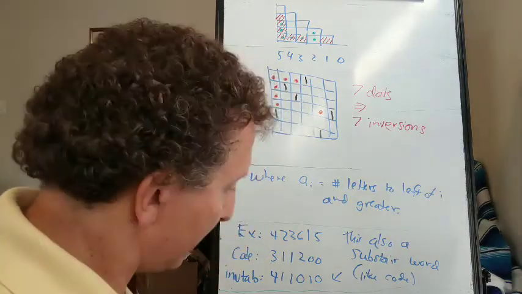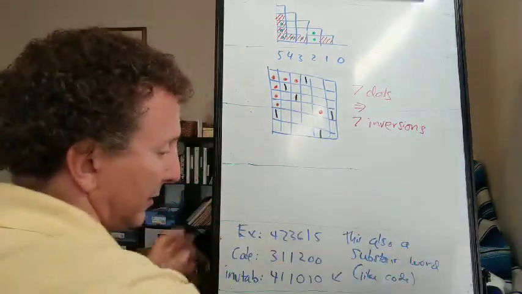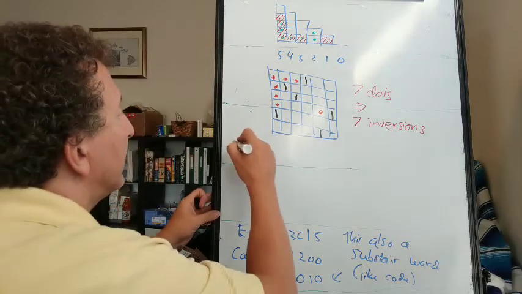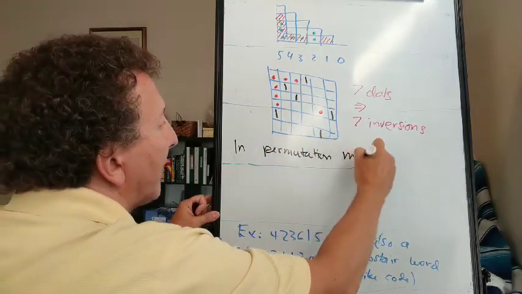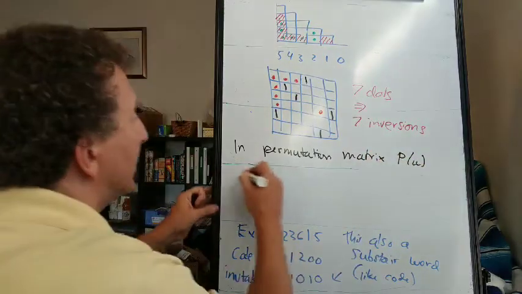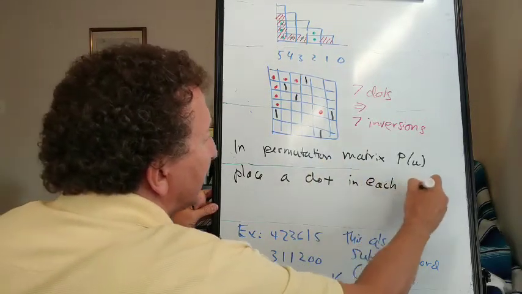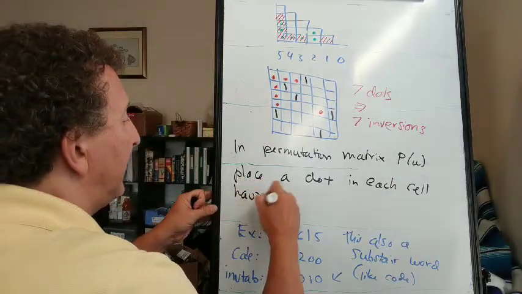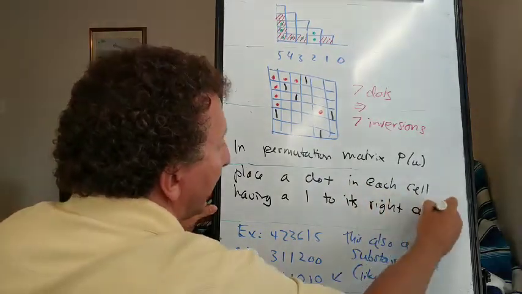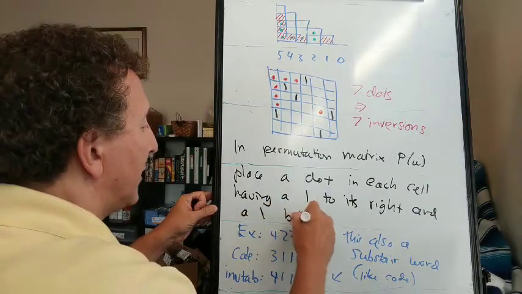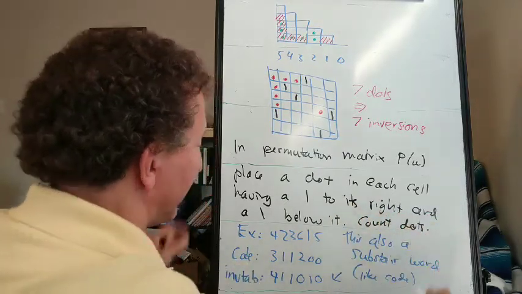So the rule for placing these dots is, in the permutation matrix P of W, place a dot in each cell having a 1 to its right and a 1 below it. And then just count the dots. And that is the number of inversions.